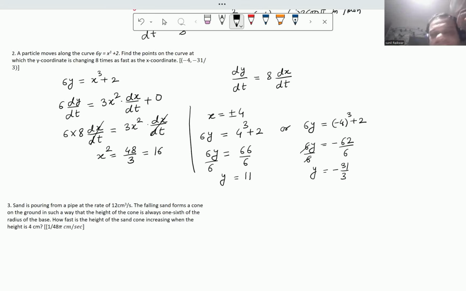So both answers are possible. Here we have only one answer. So the point can be (4, 11) or (negative 4, negative 31 over 3). Both answers are possible. Now let's move to the next example, the next question.